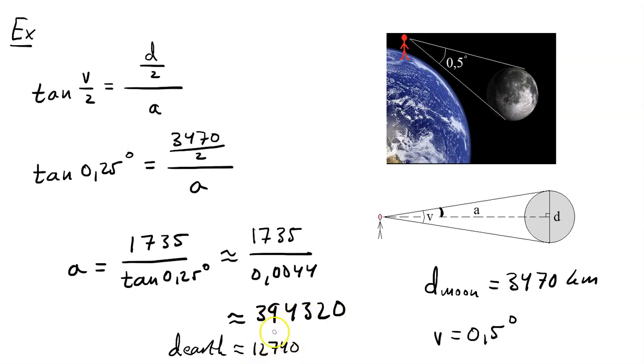This is 12,000 something. So you can compare here. You can also compare them in the figure. And if you want to draw them to scale, you see you have the Earth here, then the Moon is this size, and then the distance between Earth and Moon is this.